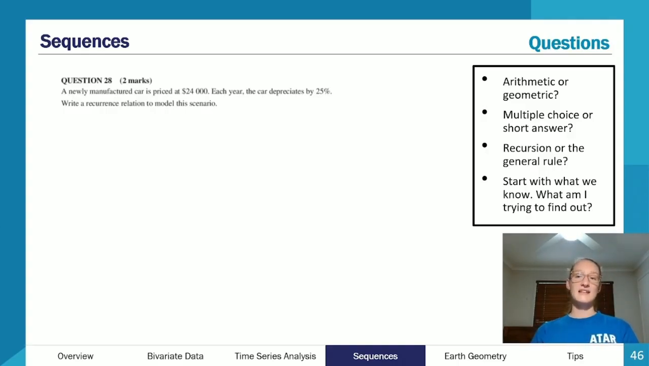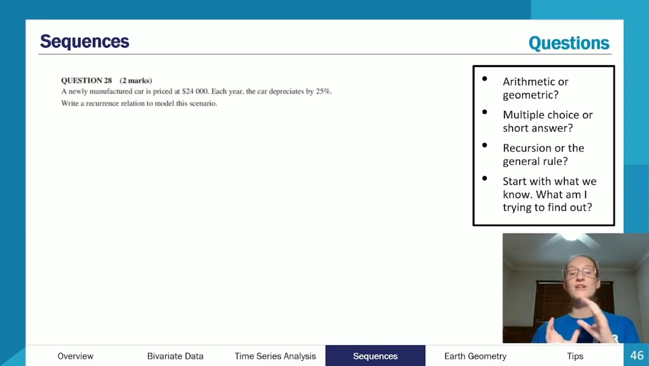So question 28. A newly manufactured car is priced at $24,000. Each year, the car depreciates, that's a hint there, what might that refer to, by 25%. Write a recurrence relation to model this scenario.